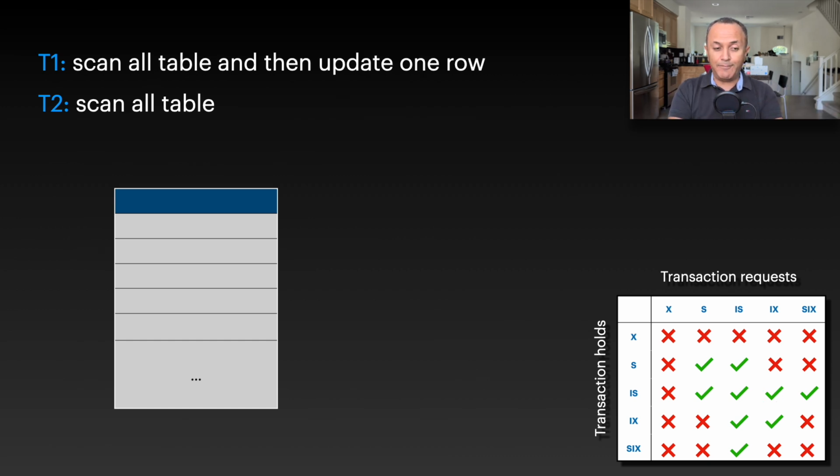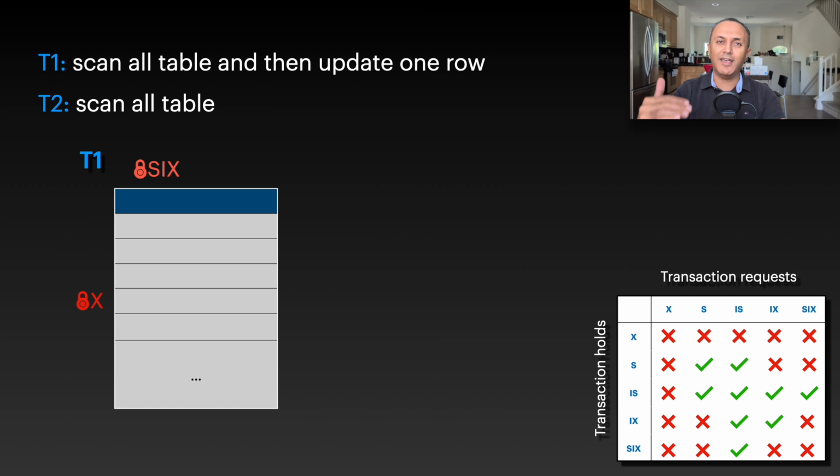Let's look at the third example. Here, T1 is the same as the first example. It wants to scan the whole table and then update a single row. T2 wants to just scan the whole table, so read every row in the table. So T1 is going to do the same thing we've seen before. It requests a SIX lock at the top and then requests an X lock on the row that it wants to update. Now T2 wants to scan the whole table, not just a single row.